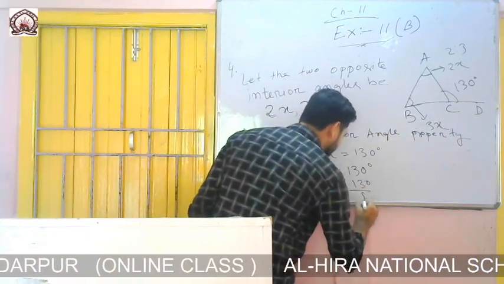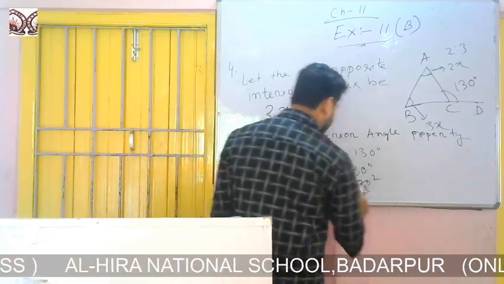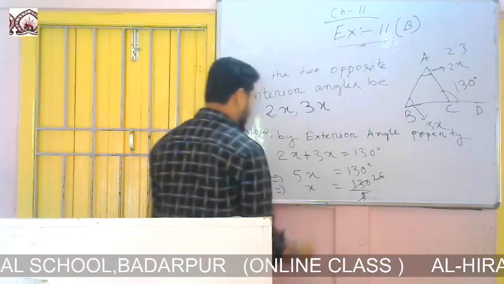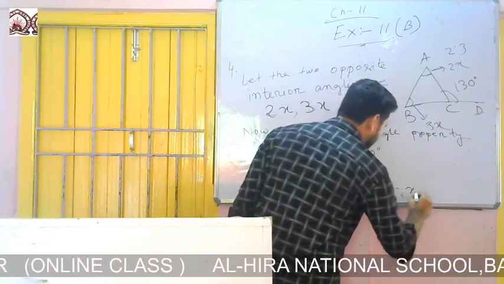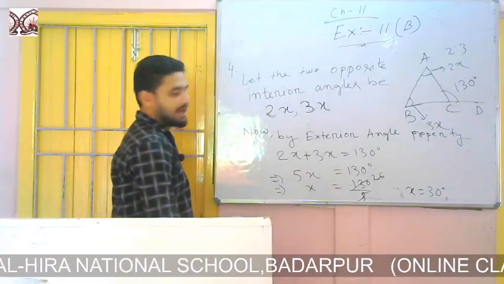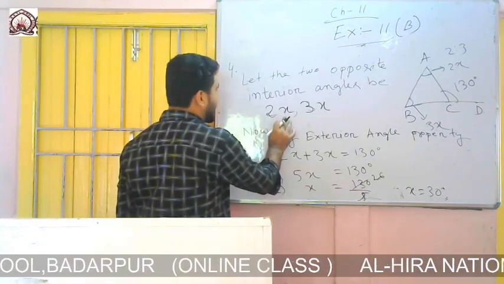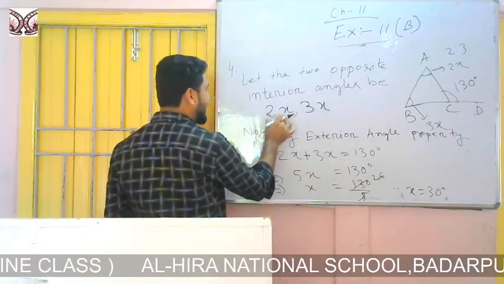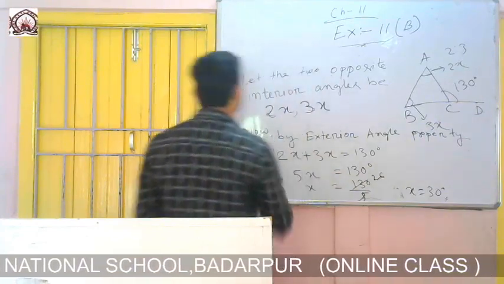So from here I can find x equals 130 degree by 5. If I cancel, 5 2s are 10, here remains 3, then 30, then 5 6s are 30. So therefore x equals 30 degree. Now we can find the angles. Because we have let it twice x, we'll put here the value of x: 30 into 2 is 60, and 30 into 3 is 90.